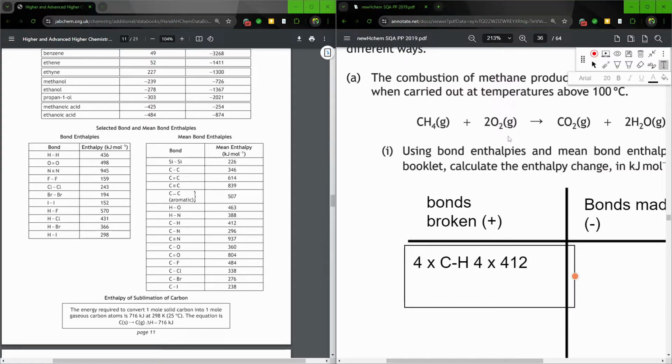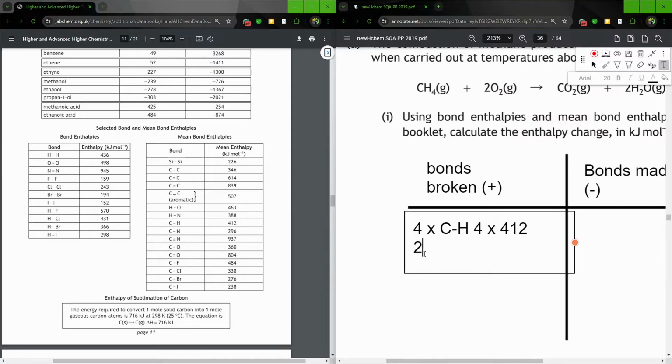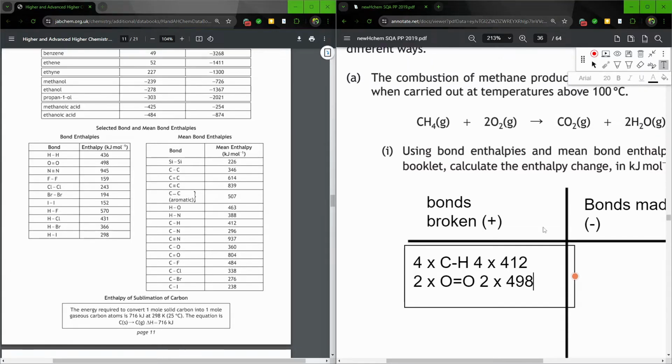So each oxygen molecule only has 1 oxygen double bond, but there are 2 oxygen molecules, so we're just going to have 2 times the O=O double bond, which is over here, 498. That's 2 times the double bond. I put an equal sign. There we go. And then that's all on that side.